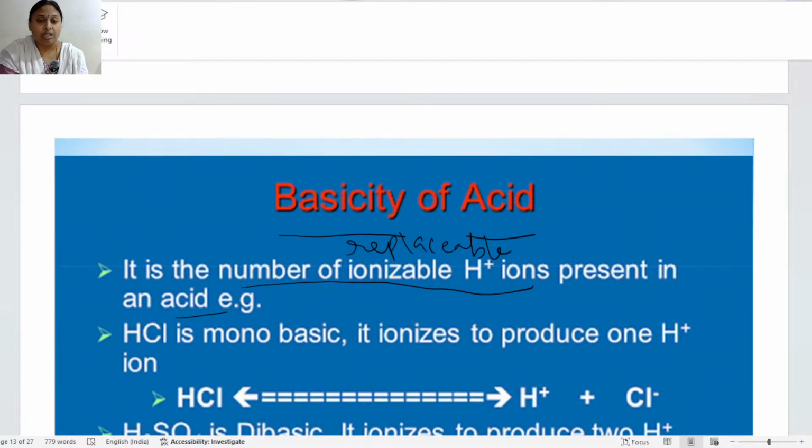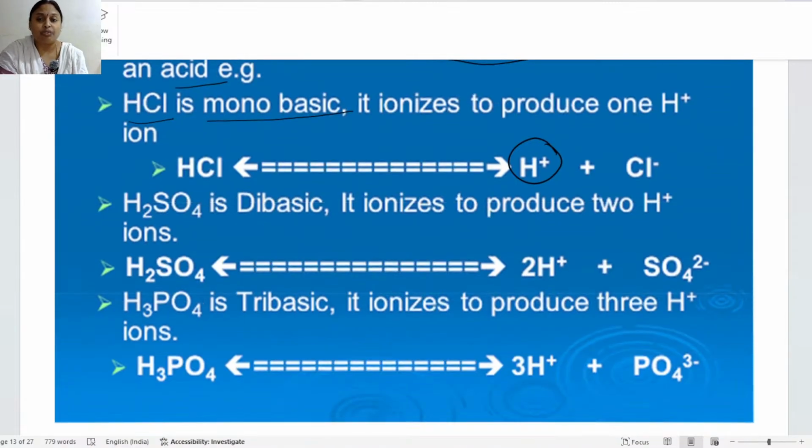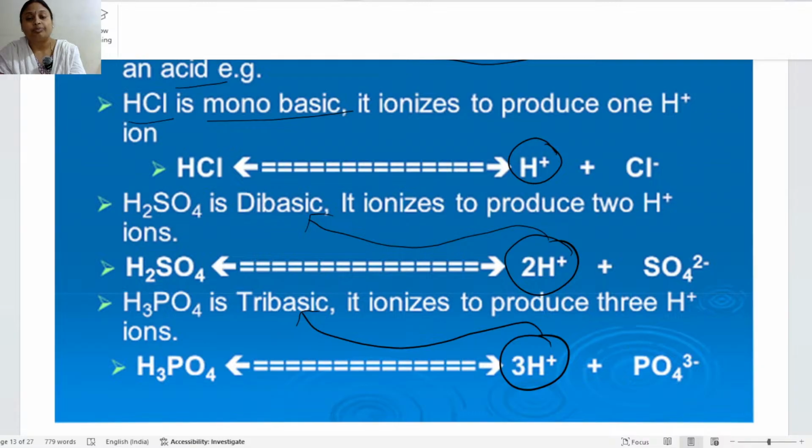That is what we call basicity. When it comes to HCl, how many are there? Only one, so it is called a monobasic acid. When it comes to H2SO4, how many? Here 2 H plus ions are produced, so we say dibasic. When it comes to H3PO4, 3 H plus ions are produced, so it is called a tribasic acid.